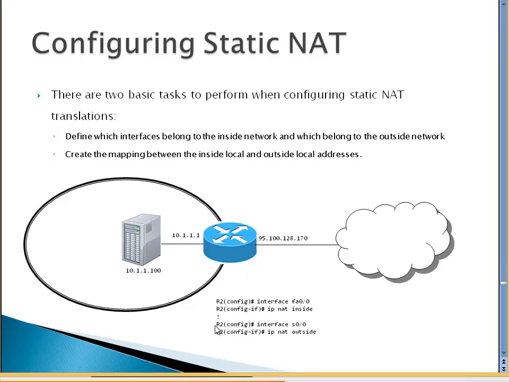If you want to create a static map from the inside local host to the outside address, you have to go to global configuration and say ip nat inside source, and then the source address 10.1.1.100 in this case, to what interface 95.100.128.170.